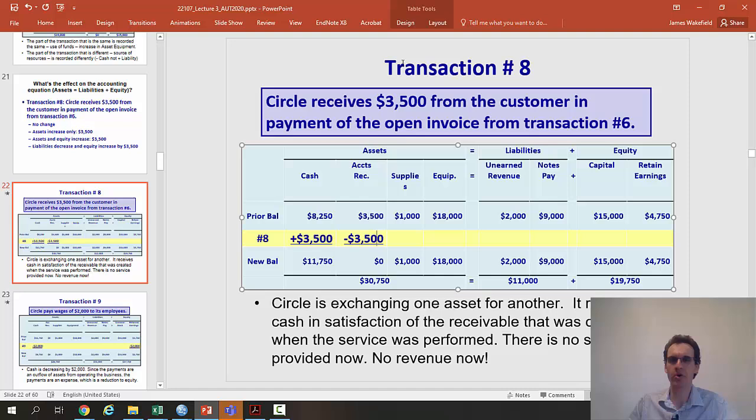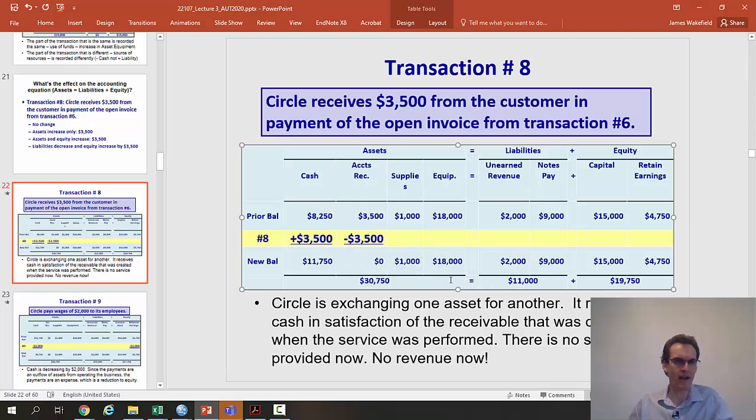So in transaction 8, what is the effect on the accounting equation? Well, really the effect is, in overall terms, no effect. Assets remain the same. We exchange one asset for another asset, right? So $3,500 in accounts receivable is exchanged for $3,500 cash. One asset is transferred to another. So it doesn't change the assets.